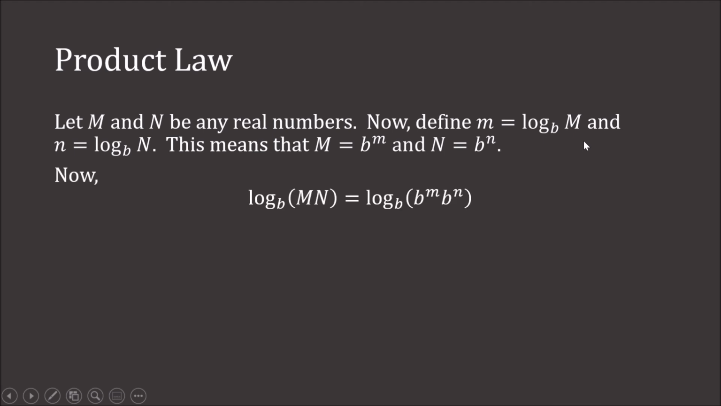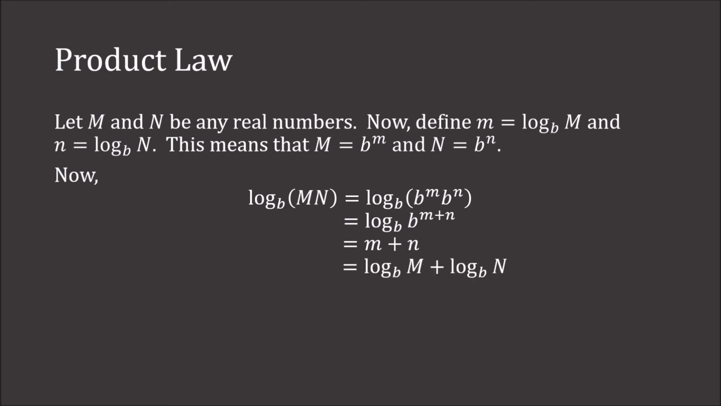Now, log base b of M times N would be log base b of b to the m times b to the n. By laws of exponents, this would be log base b of b to the m plus n. This is equal to m plus n. And then by our previous definitions, this is equal to log base b of big M plus log base b of big N. So this is what's known as the product law.